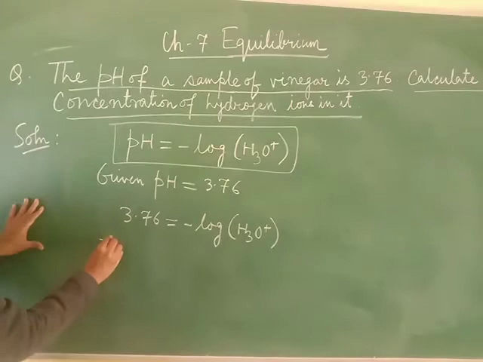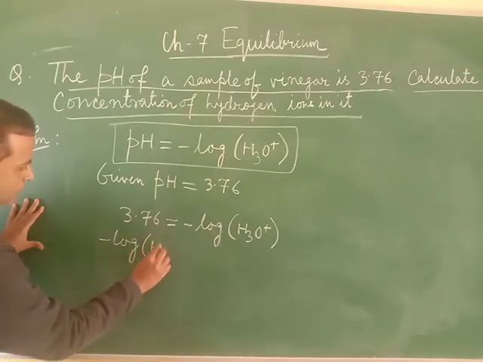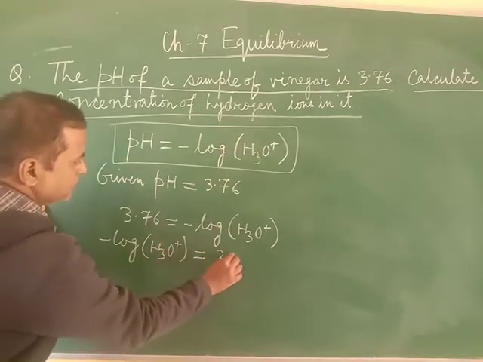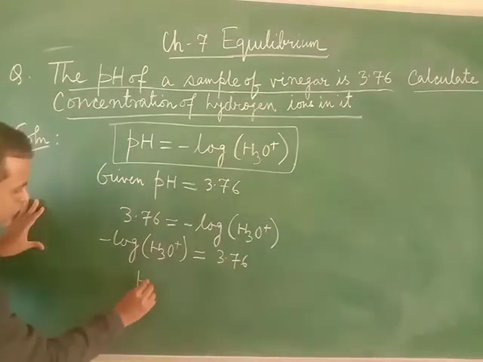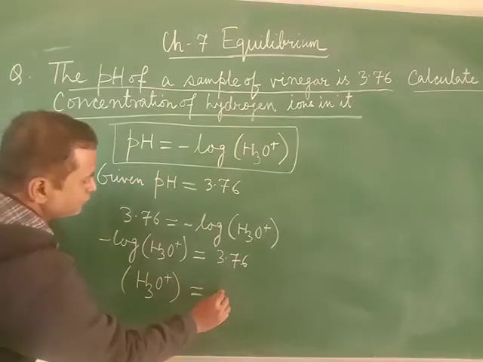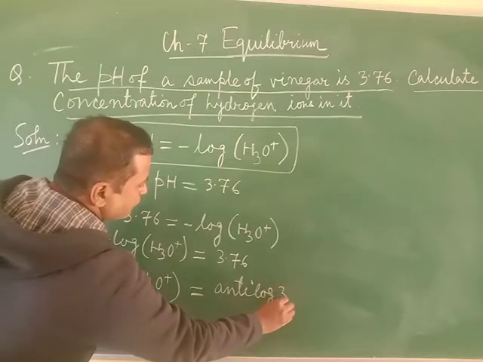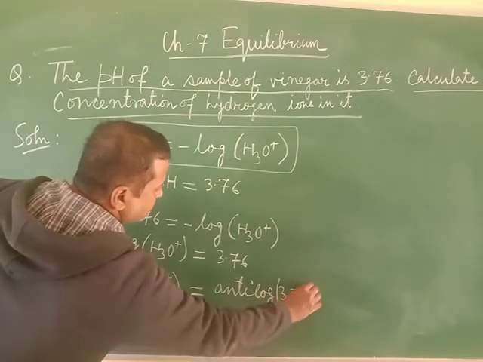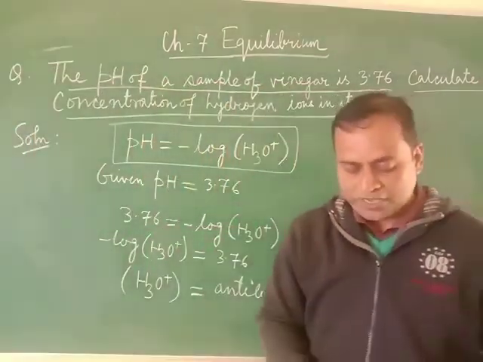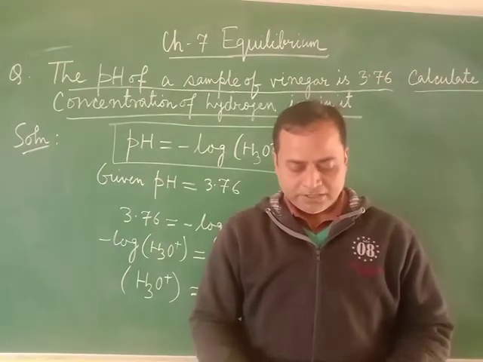or we can say that minus log of hydronium ion concentration is equal to 3.76. So in order to calculate the concentration of hydronium ion, we will find the antilog of 3.76. Now, to find the antilog of 3.76, we have to use the log table. In the log table, you will find there is an antilog table.